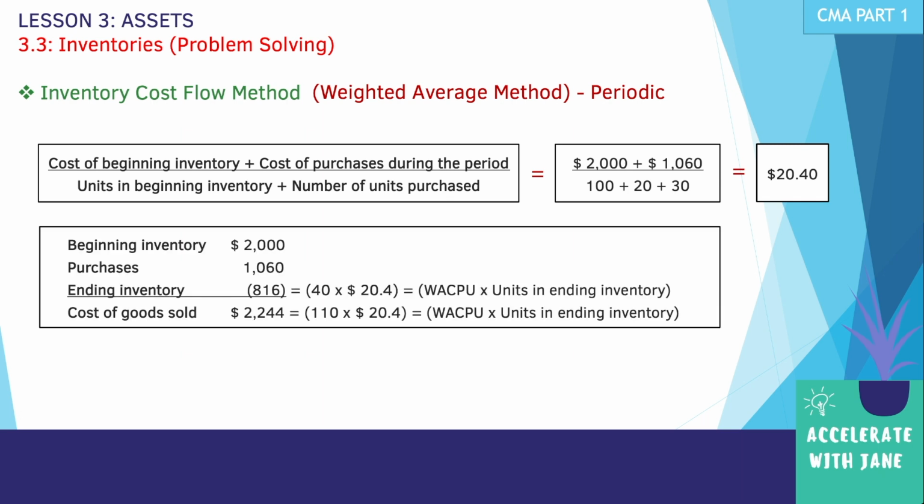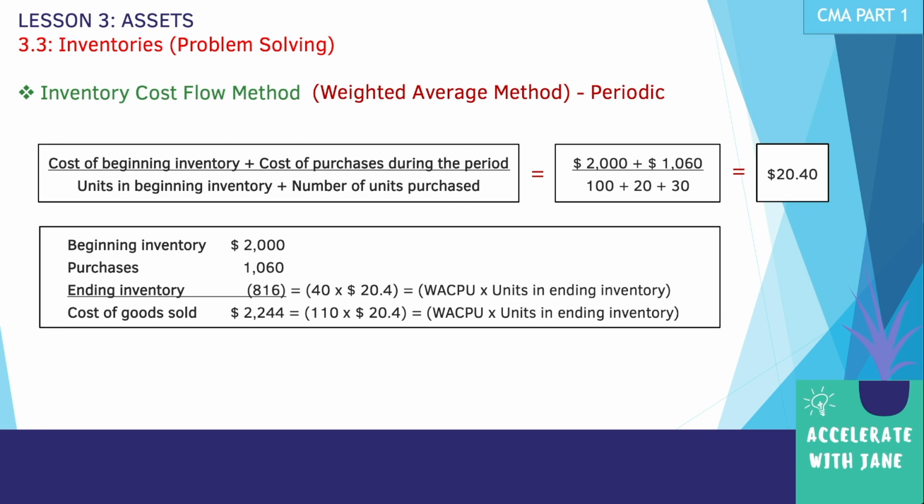Now, if we are asked how much is the cost of goods sold or the ending inventory, we simply compute for the ending inventory first. So, as you can remember, in our previous problem, the ending inventory is 40 units. We simply multiply the 40 units of ending inventory by the weighted average cost per unit. That is 20.4. So, we get 816.